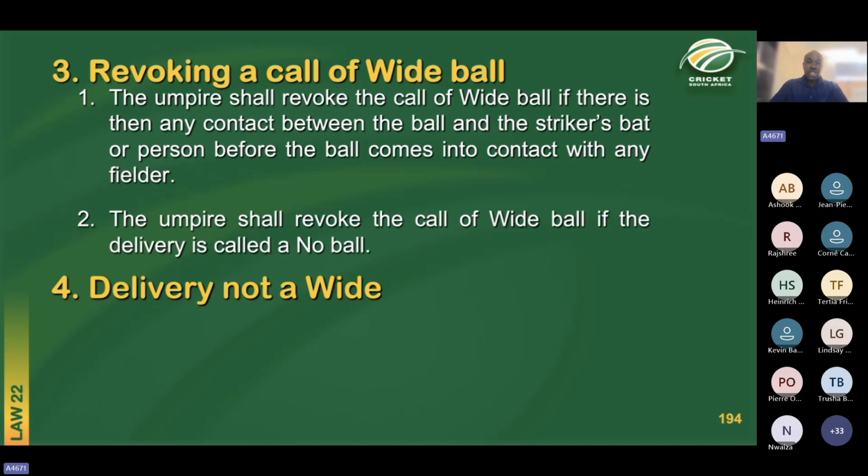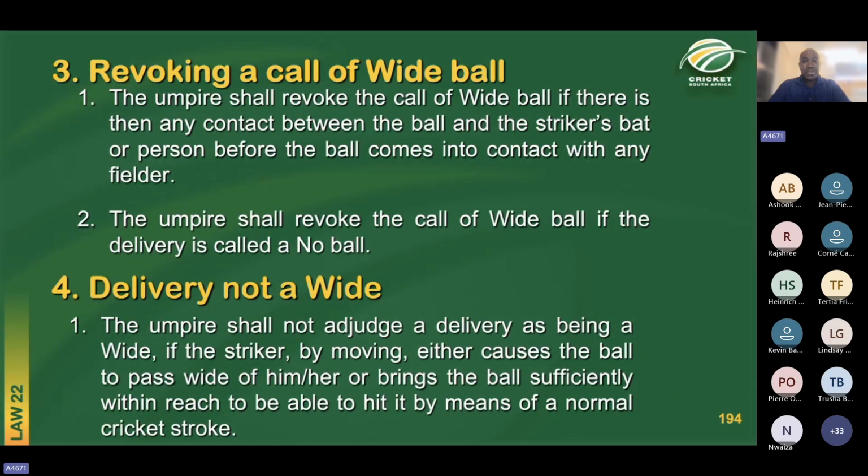Of course, as I mentioned earlier, the umpire shall revoke the call of wide if the delivery is called a no ball. Even if the no ball call comes after the wide call, no ball will always overrule and override the wide. So we will cancel the wide signal and confirm that the delivery is a no ball, not a wide.